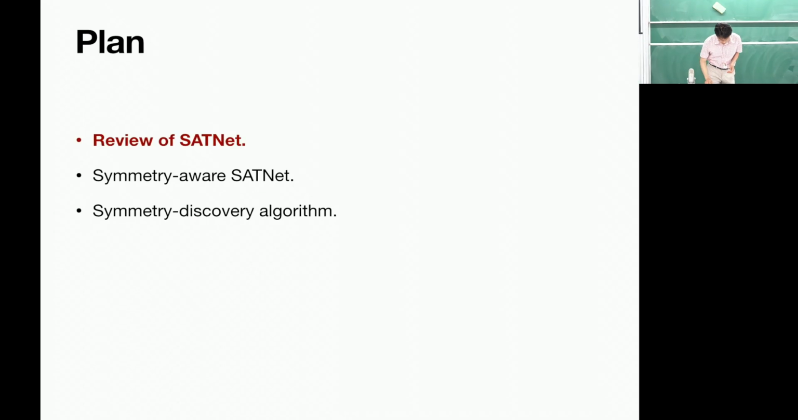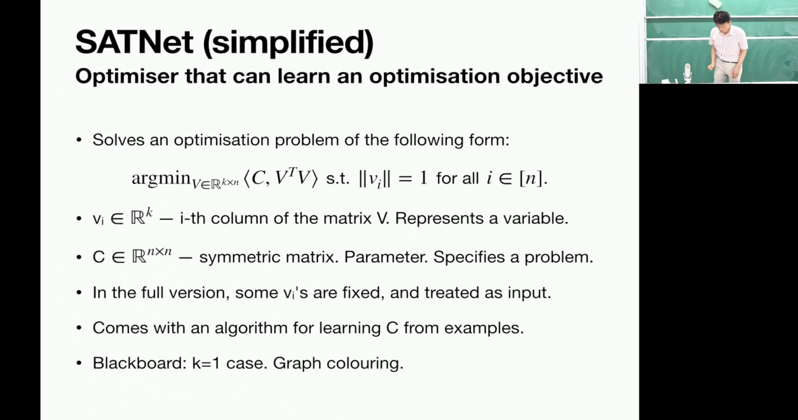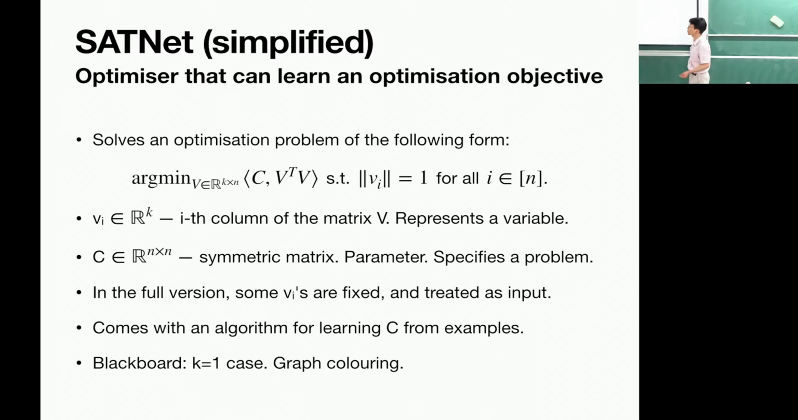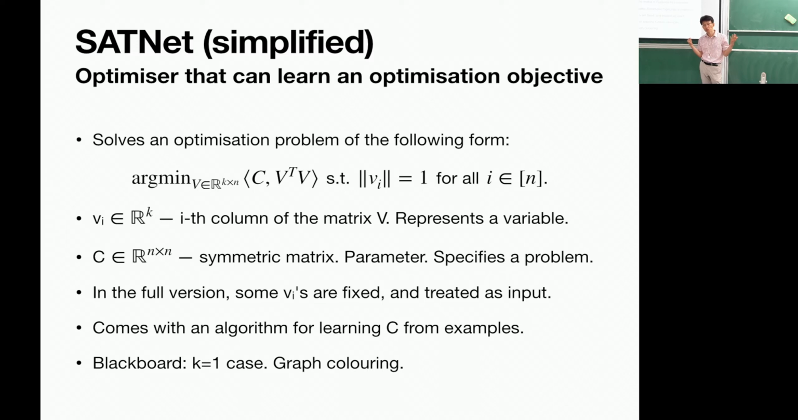Okay, let me start with the review of SATNet. So here's a review of SATNet, a bit simplified. If we just want a phrase that characterizes SATNet, it's a differentiable optimizer that can learn an optimization objective from a dataset. So it has a dual kind of routine. One is that it's an optimizer, so you can call this optimizer to solve an optimization problem. But it can also do learning, which means that if you give a bunch of input-output examples, from that collection of input-output examples it can learn what the optimization objective is. So it has this type of dual role.